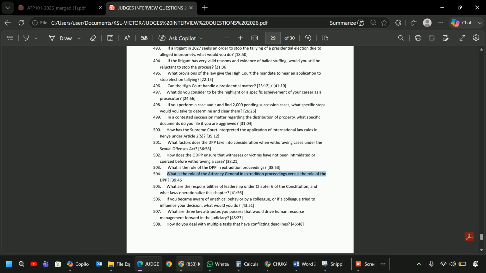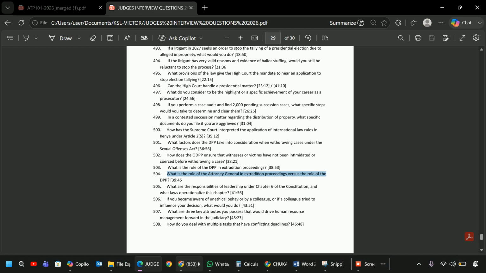Post-committal stage: once committed, the person must be told, this is mandatory, that they will not be surrendered until 15 days, and that they may apply for directions in the nature of habeas corpus. And after the waiting period and after the habeas corpus is determined if it was filed, the CS may issue a warrant of surrender, and that marks the end of the extradition proceedings in Kenya. Okay, that is it. Now another question.